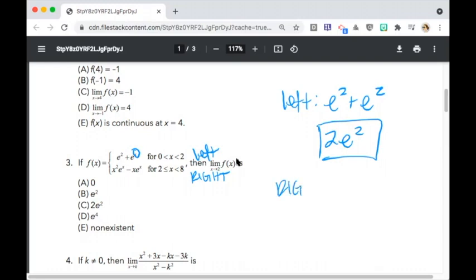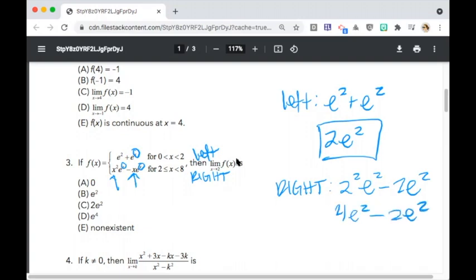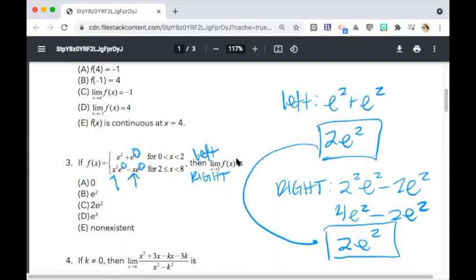So now let's try our right. We're going to be left with 2 to the second power times e to the second minus 2 times e to the second. So we are plugging in 2 for each one. We're going to get 4e to the second minus 2e to the second. Combine like terms, you're left with 2e to the second. So the limit from the right side is the same as the left, which means that our limit is 2e to the second. That's what you should have had for both.